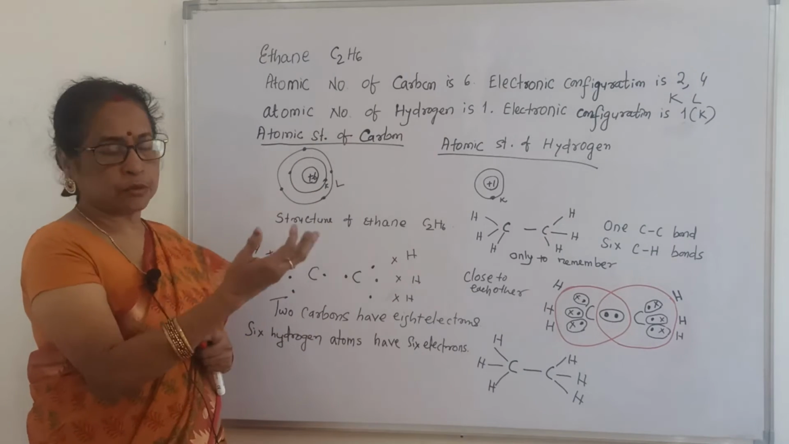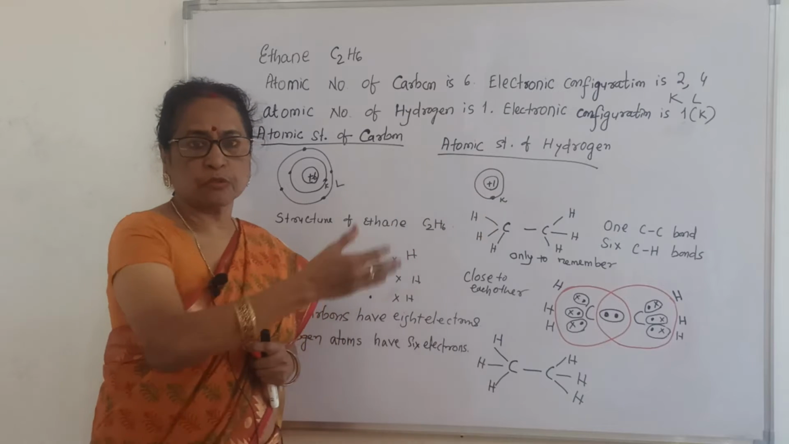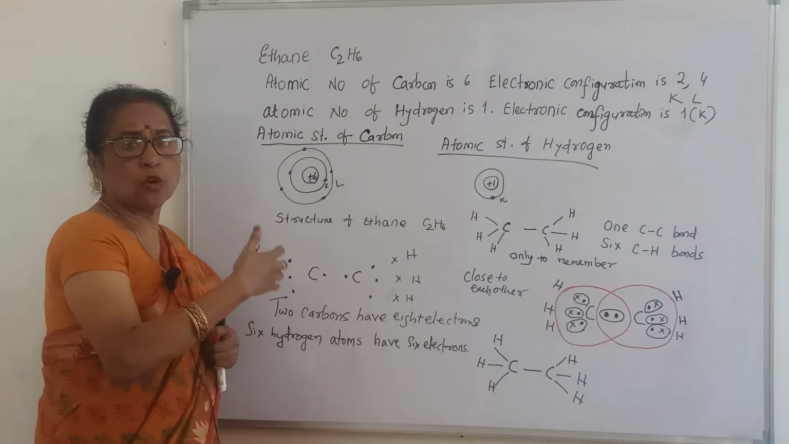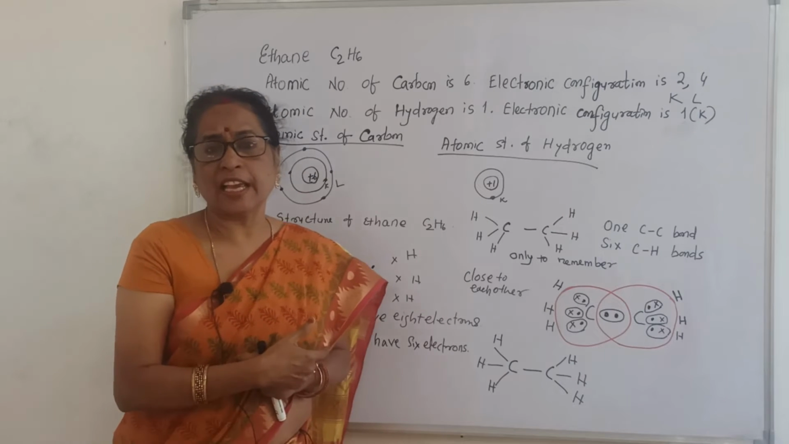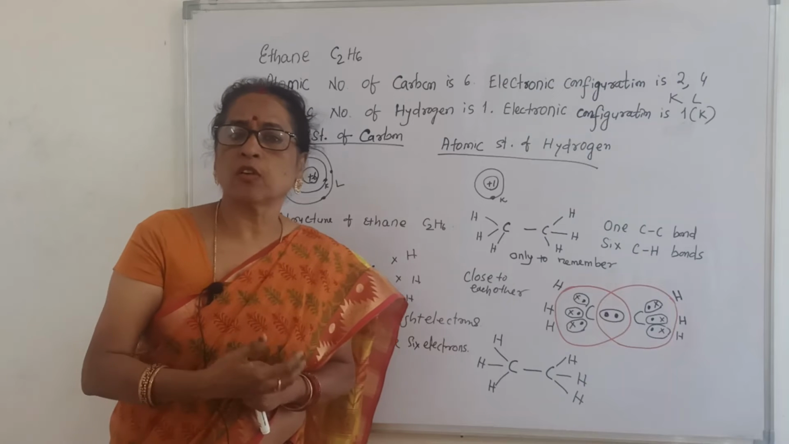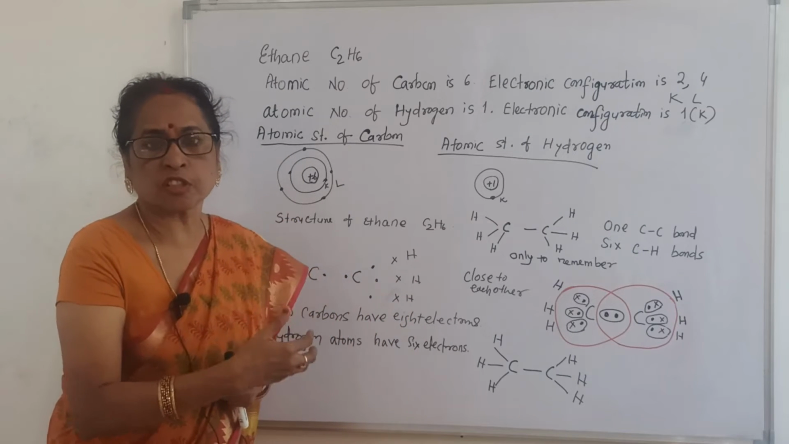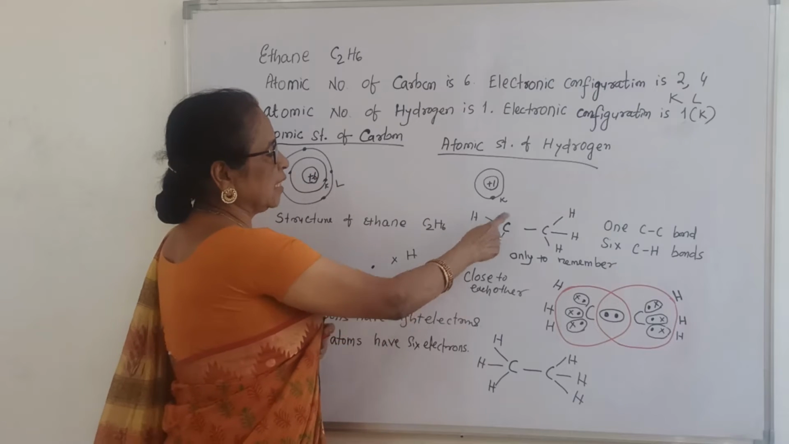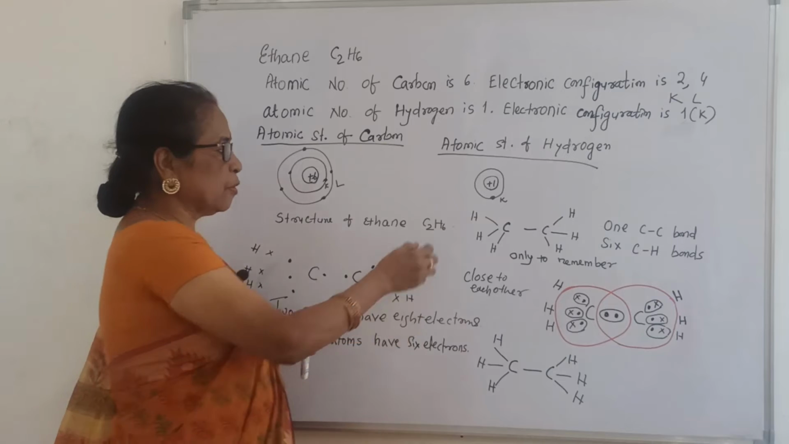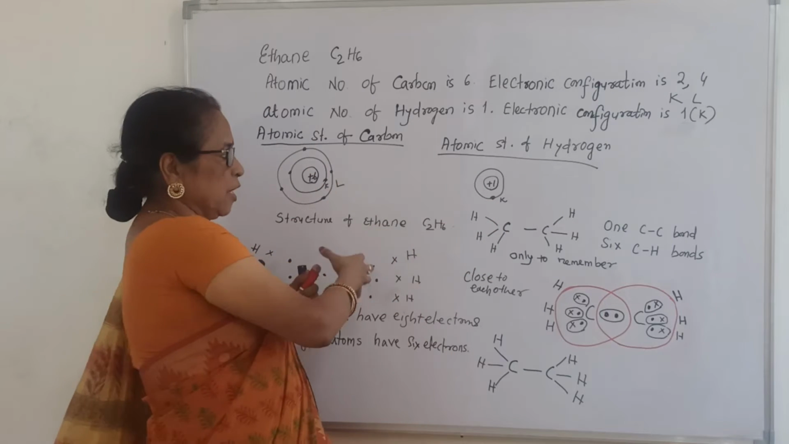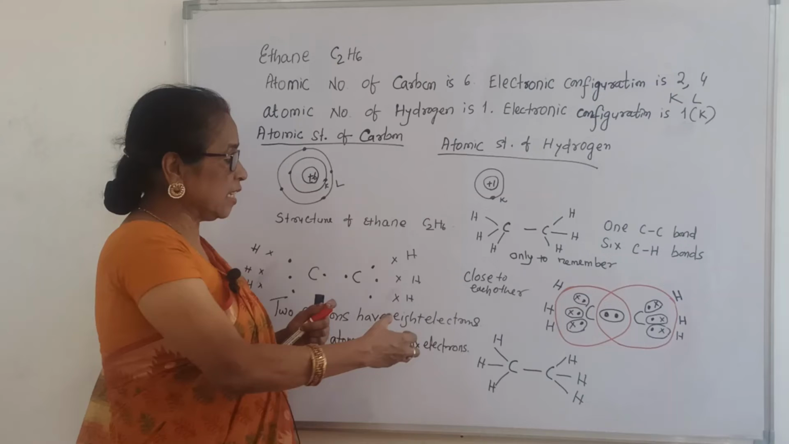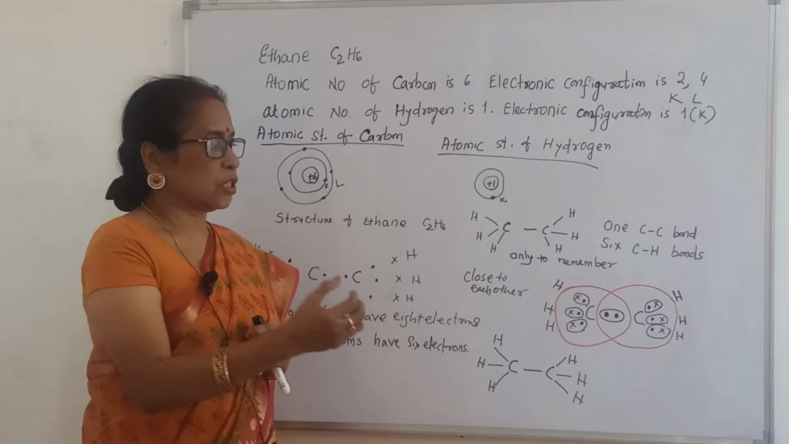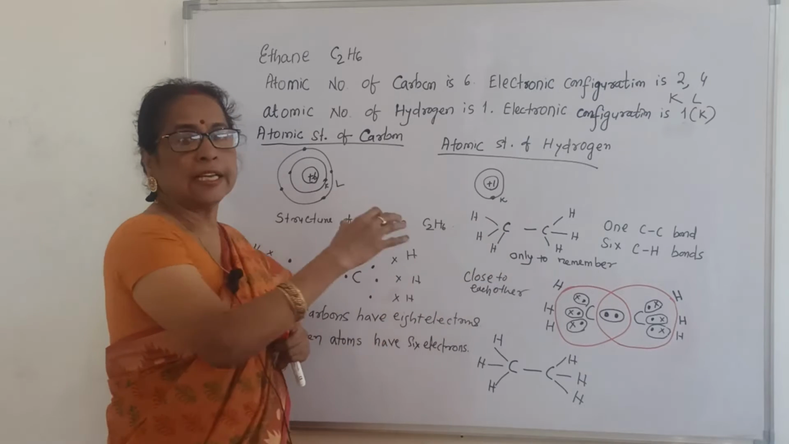The atomic number of hydrogen is 1. The electronic configuration is 1, which means the K shell occupies 1 electron. When you draw the covalent bonds in the ethane molecule, or the electron dot structure of ethane, you should remember the structure of ethane. If you remember the structure of ethane, you can easily write the electron dot structure. So it is my request to you all, please remember the ethane structure.